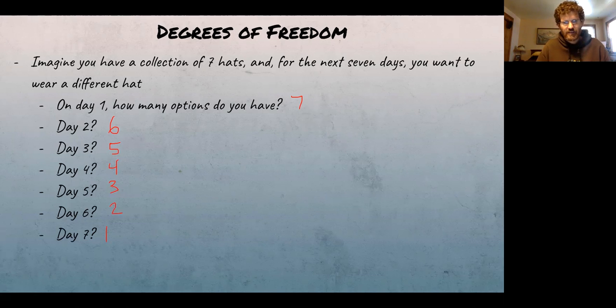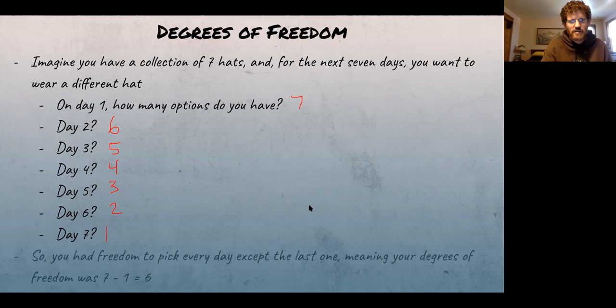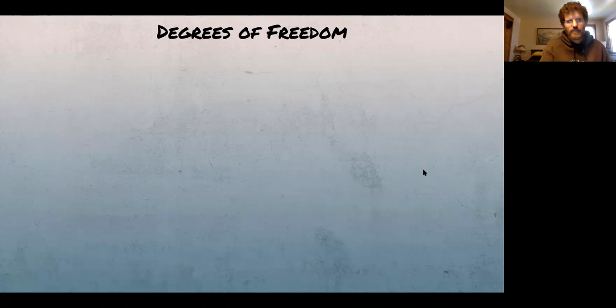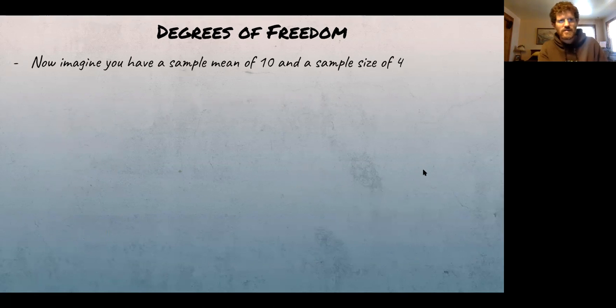wear that 7th hat. So my degrees of freedom here is going to be 1 less than the number of choices. 7 minus 1, I had 6 degrees of freedom, because on that last day, I didn't really have the choice of anything. Now, that's a little bit abstract, so we can put it in more of a mathematical sense.